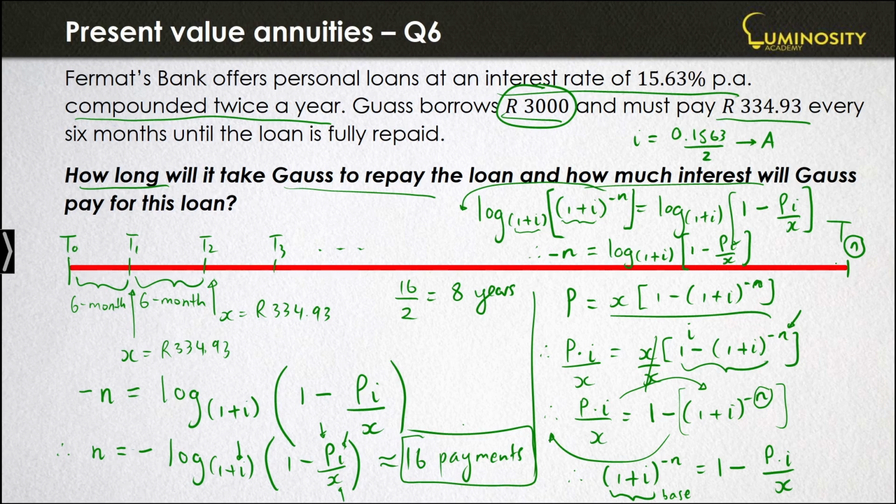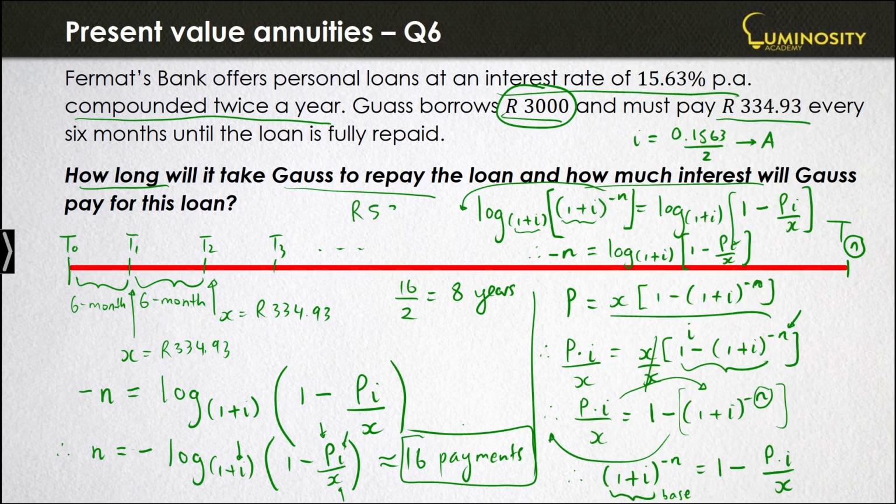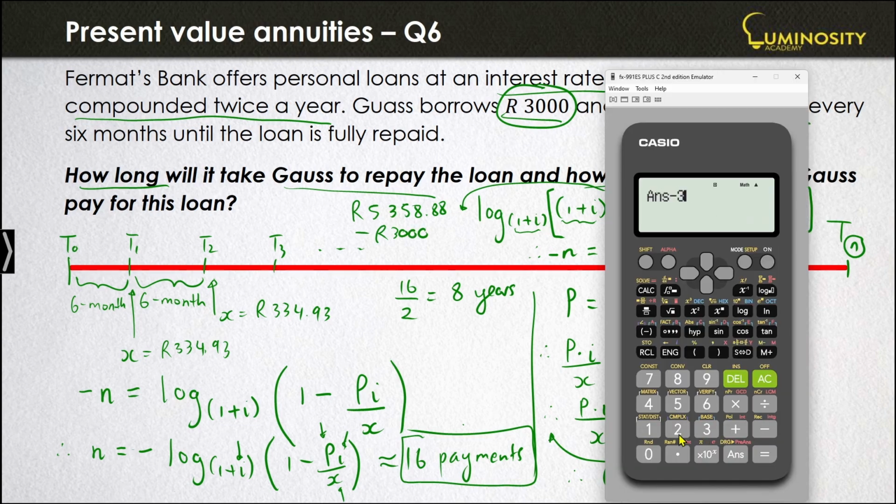How much interest will Gauss pay for this loan? Well, he's making 16 payments of 334 Rand and 93 cents. So effectively, he's paying 5,358 Rand and 88 cents. And I subtract that from the original 3,000 that we took out as a loan. So he's paying 2,358 Rand and 88 cents interest on top of this loan.